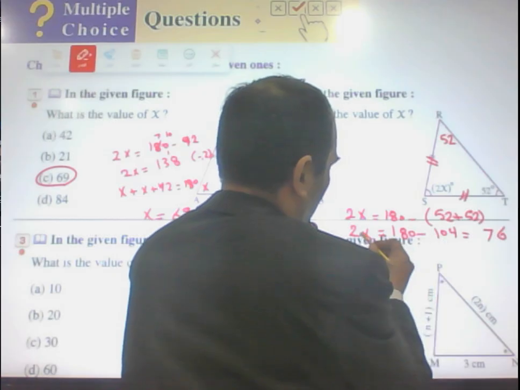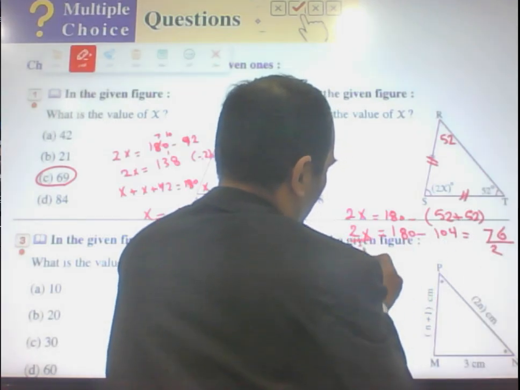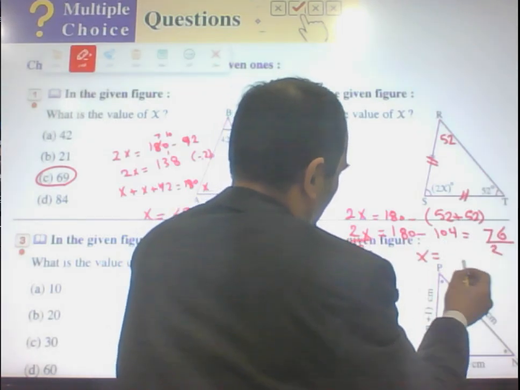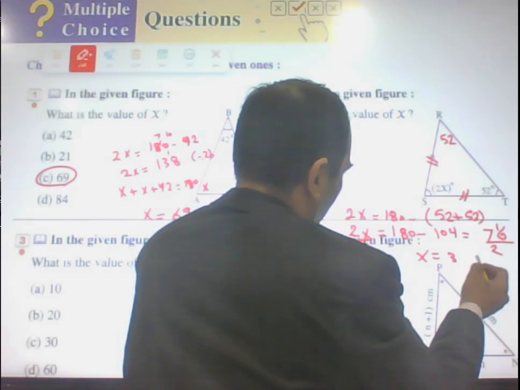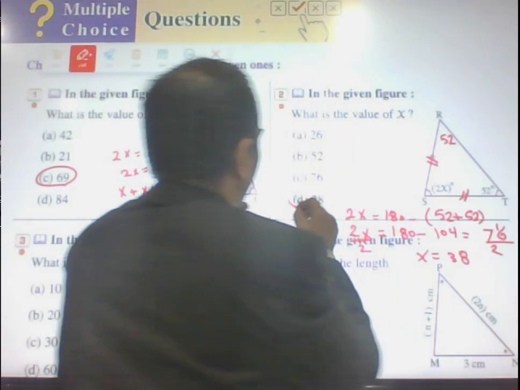Then 76, we can divide it by 2 to find the measure of angle x. 7 divided by 2 equals 3 and the remainder 1. 16 divided by 2 equals 8. Then x will be 38 degrees.